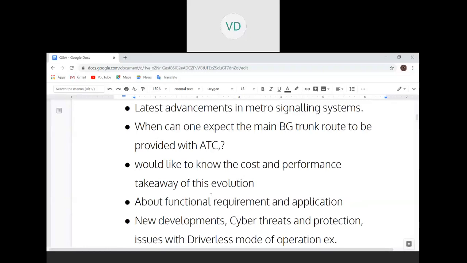And if we succeed, then we take up all the locomotives in phase 2 and the entire network in phase 3. Okay, good. Wonderful. That answers that question. And would like to know what is the cost performance takeaway.